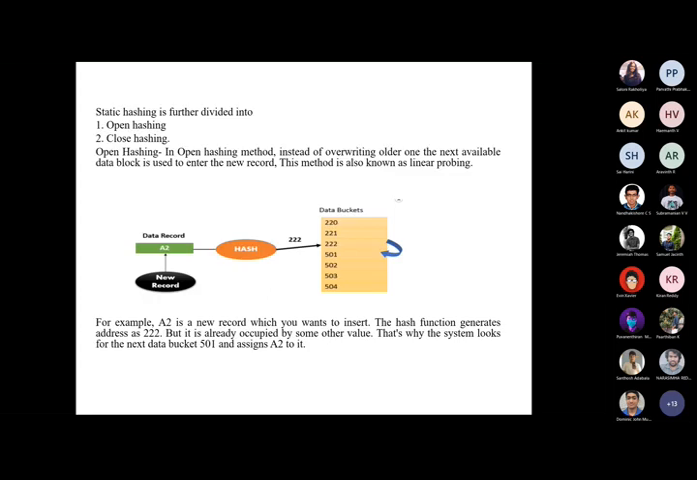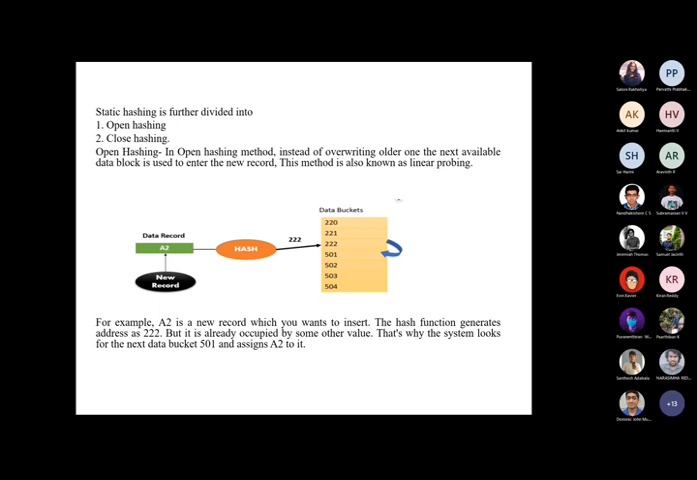Static hash function means it returns the same bucket address for the same input. So given some input h(k), you apply a hash function, and it gives you the same bucket address. It's known as static hashing. Static hashing can be further divided into open hashing and closed hashing. In the case of open hashing, instead of overwriting the older one, the next available data block is used to enter the new record. This is also known as linear probing.